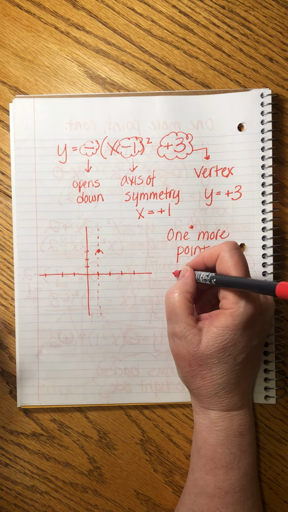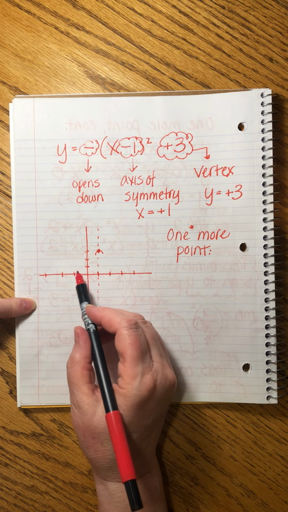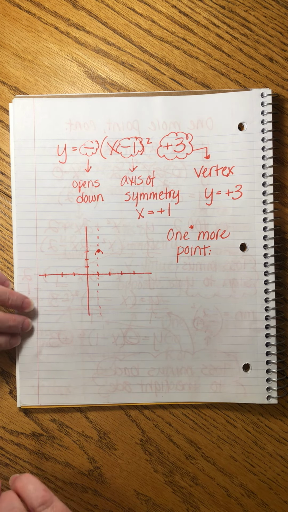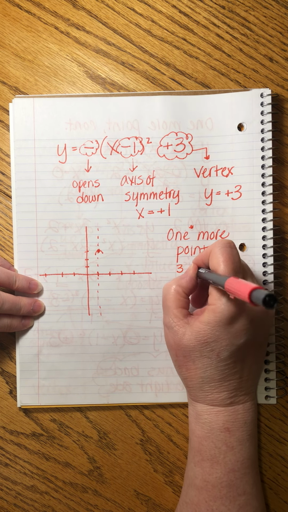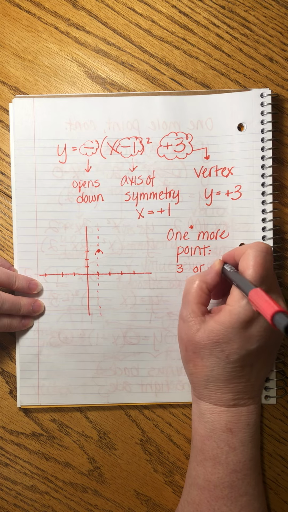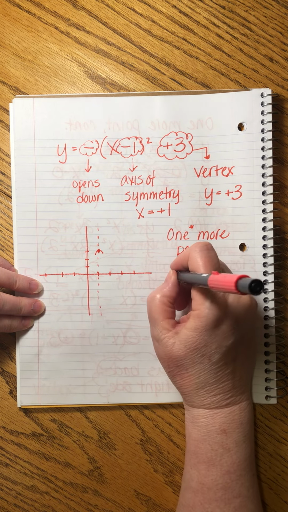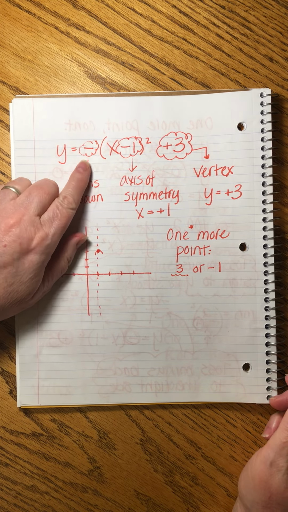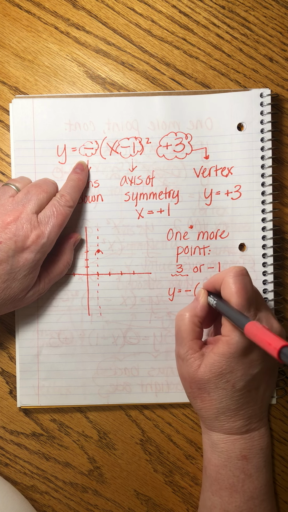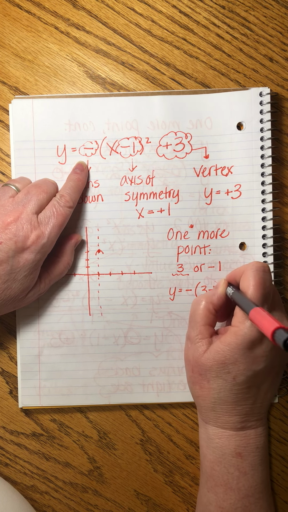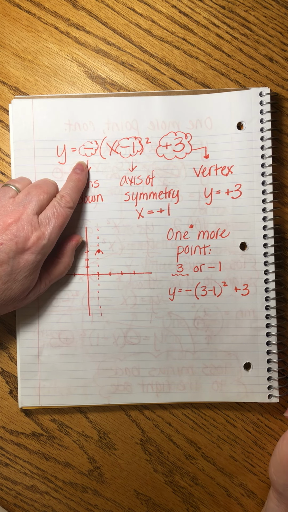So here we go. We go 2 units to the right or 2 units to the left, whichever number we liked better. So our choices are, in this example, 3 or -1, right? 1, 2, 1, 2. I'm gonna choose 3. So now we plug that in here and we say y equals minus 3 minus 1 squared plus 3. And we have to solve that.